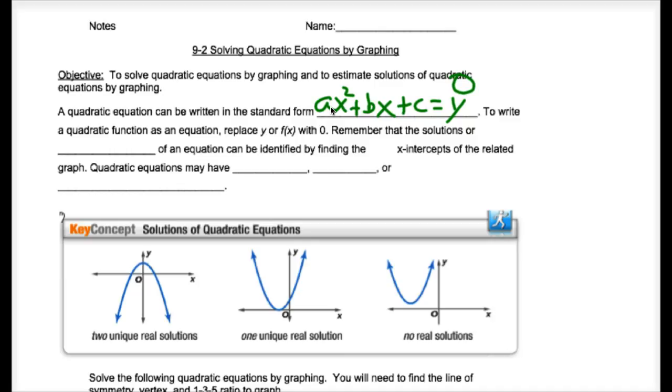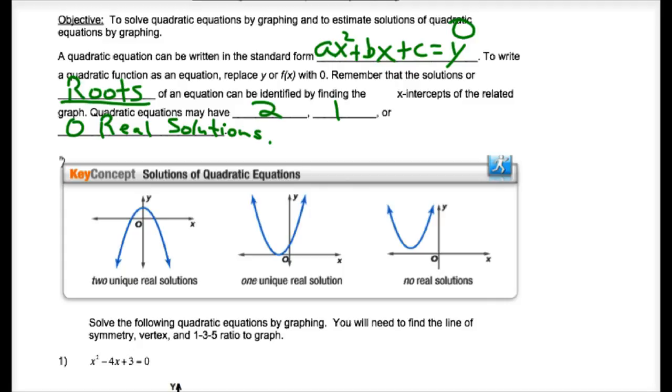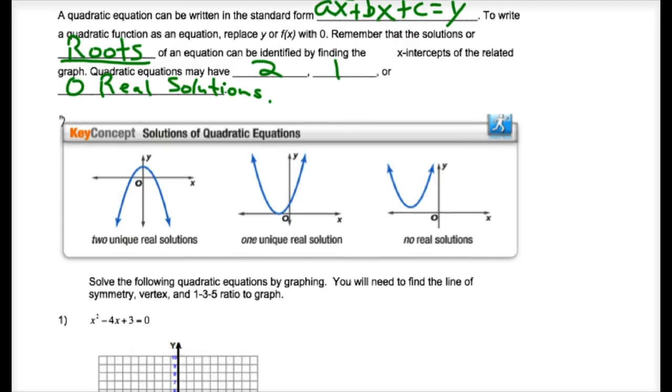There's another name for the solutions of a quadratic. They call them roots. Remember that the solutions are roots of an equation, x-intercepts of the related graph. There can be 2, 1, or 0, and very important, real solutions. Because the 0 ones actually have 2 solutions, they're imaginary. We're going to talk about imaginary numbers in the next lesson. So we either have 2, 1, or 0 real solutions. Right now we're looking for those real solutions.